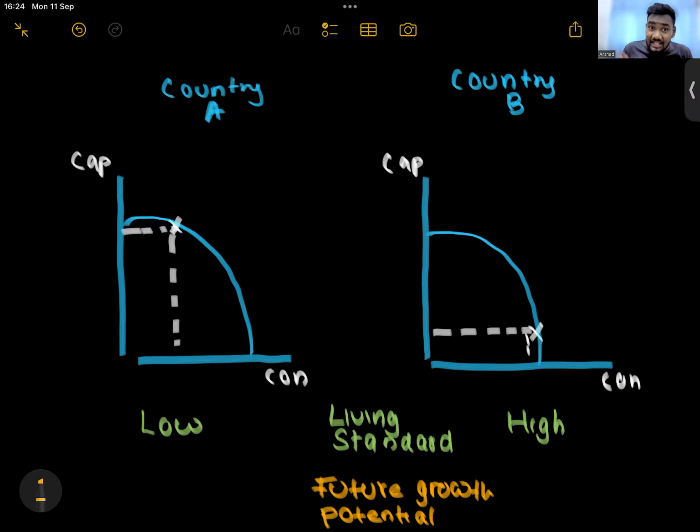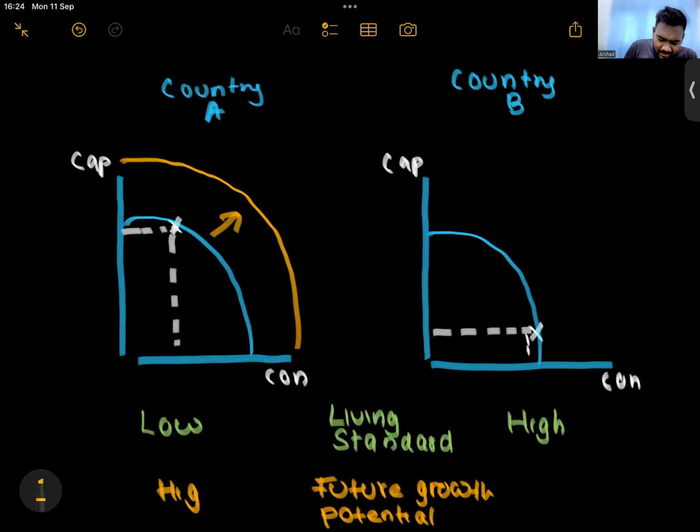In the future, those machines, buildings, factories can also produce more goods, no? You'll understand that. So as a result, what happens? In the future, country A is going to grow by a lot. They're going to have a lot of economic growth. So the future growth potential of country A is going to be high.